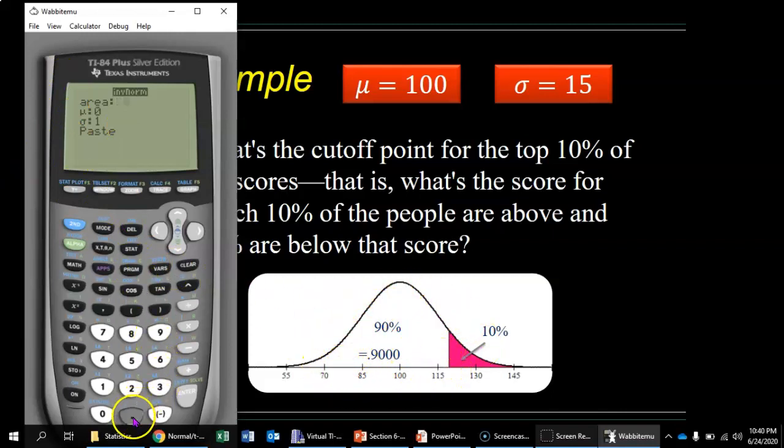So that would be 0.9000 or just 0.9. And we can go ahead and give it the mean 100 and the standard deviation 15. And it gives us the answer 119.2.